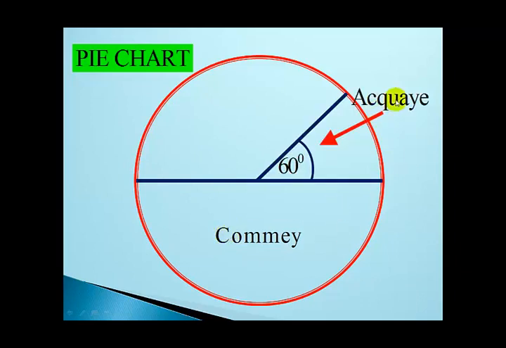The angle of sector for Akwi, after calculation, is 60 degrees. So with the help of the protractor, you measure the angle 60 degrees and draw your line to touch the circumference of the circle as shown. And the angle is 60 degrees for Akwi. So this region is the region for Akwi. Now we continue.